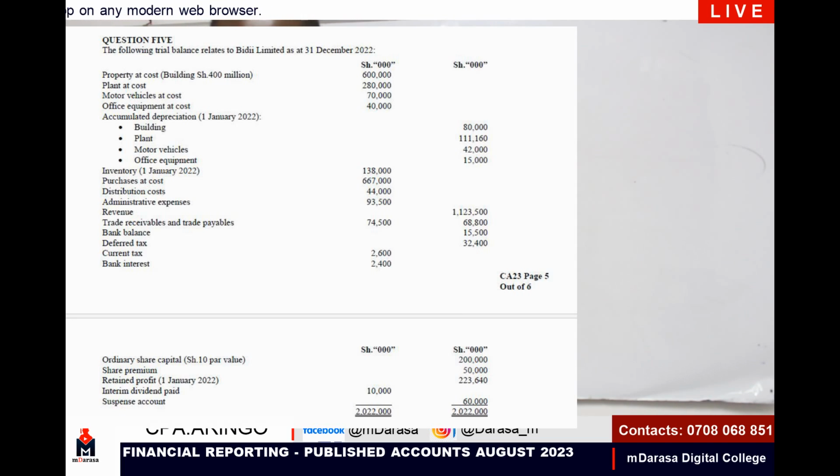So going through this question, you're told that this is question number 5. You're told that the following balances relate to BD Limited as of 31st December 2022. And what are we given? We're given property at cost, where building is valued at 400 million, right? Plant at cost, I'm given 80. Motor vehicles at cost, I'm given the value there. The statement I'm given all through to suspense account.